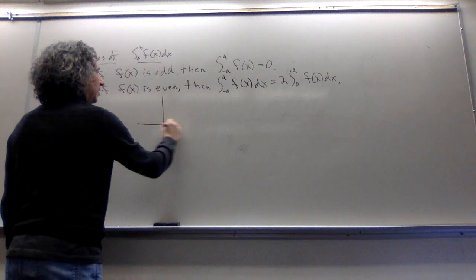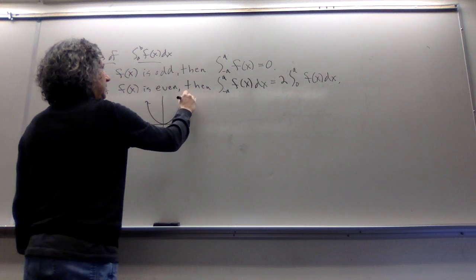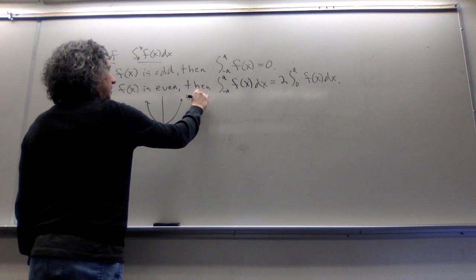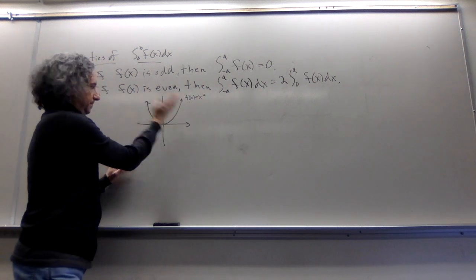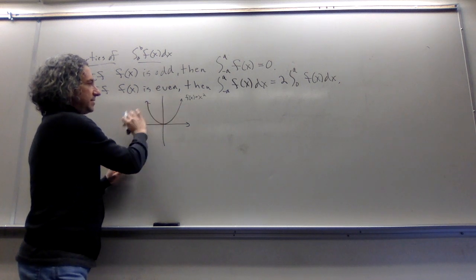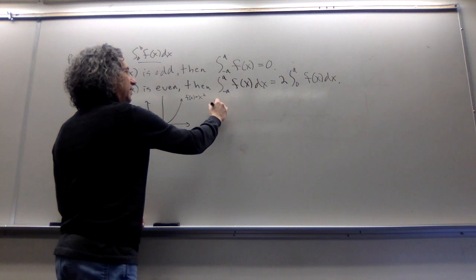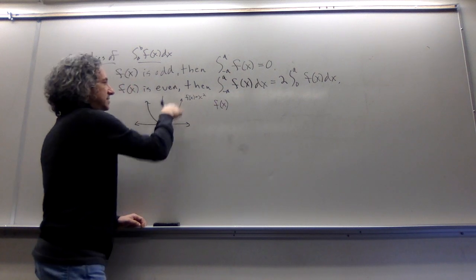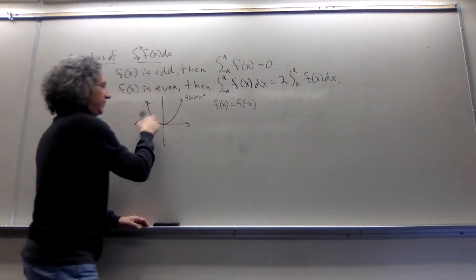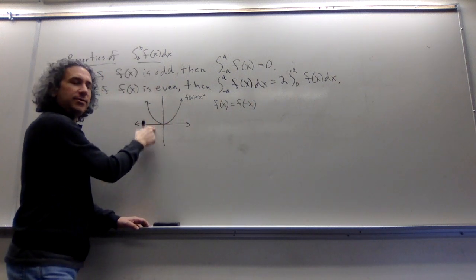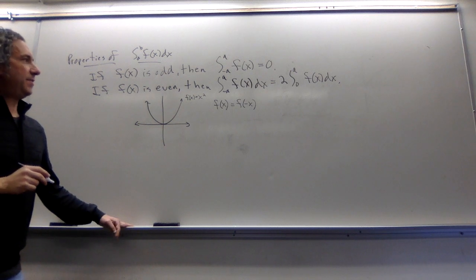So as a reminder, an example of an even function would be f of x equals x squared. And this guy is even because it's got symmetry this way. Okay, symmetry over the y-axis. The formal definition of an even function is that f of x is exactly equal to f of negative x. So whether I stick an x in or negative x in, I get the same y value. So let's see why this is true.